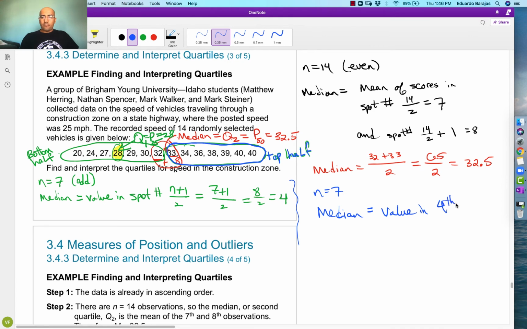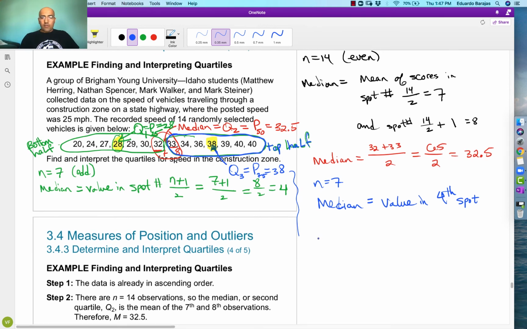Fourth spot. And so that would be 1, 2, 3, 4. That would be equal to the 38. Right? The 38 is the median of the top half, which then makes it the Q sub 3 value, also known as P75, also known as 38. Good. So organizing these, it's a little messy there.